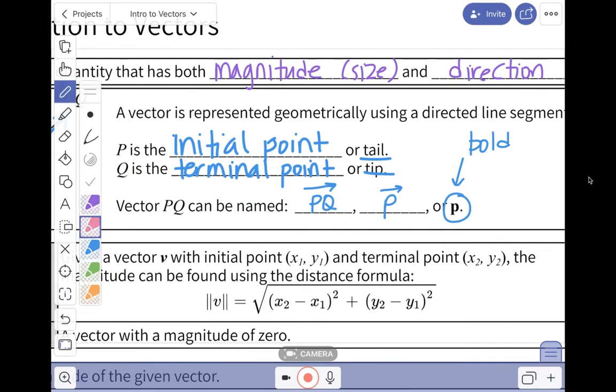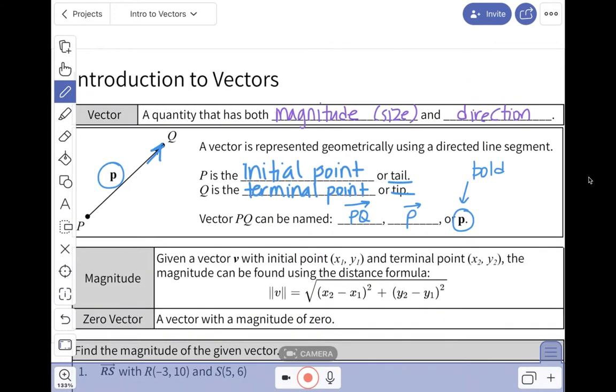Okay, so next thing is, according to the definition, a vector has magnitude and direction. So first off, how would you find its magnitude? It says, given a vector v, and see how it's lowercase bold, with an initial point at x1, y1, and a terminal point at x2, y2, the magnitude can be found using the distance formula.